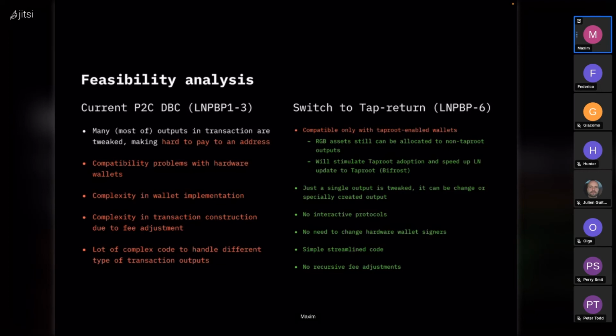So are there any objections to moving RGB and single-use seals from the implementation that we have for single-use seals from a pay-to-contract complex scheme to just use the first Taproot output and put the OP_RETURN commitment into the rightmost branch of it?